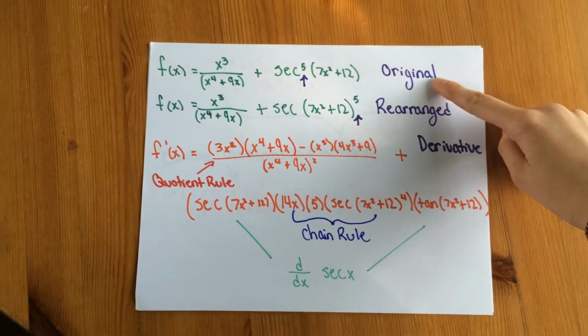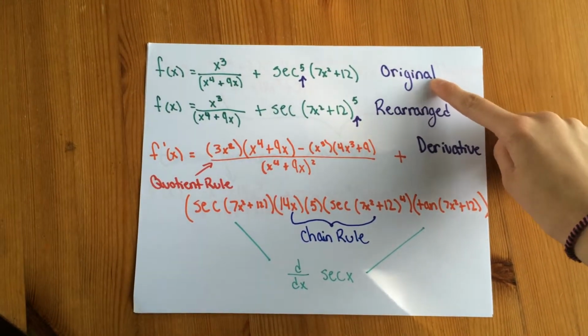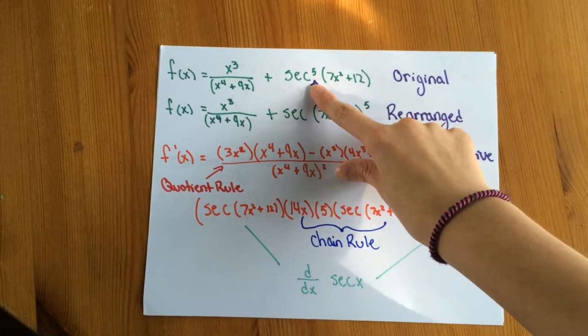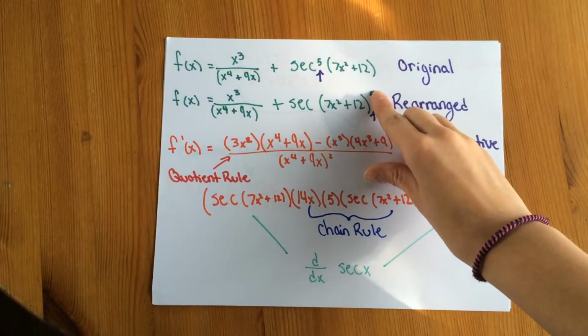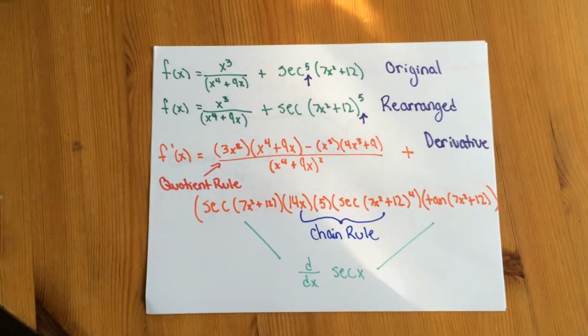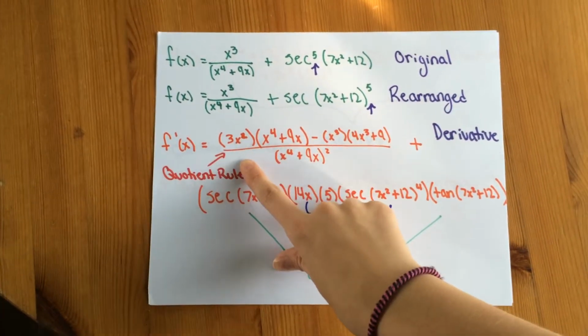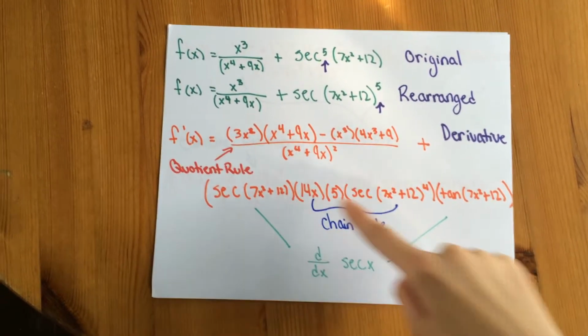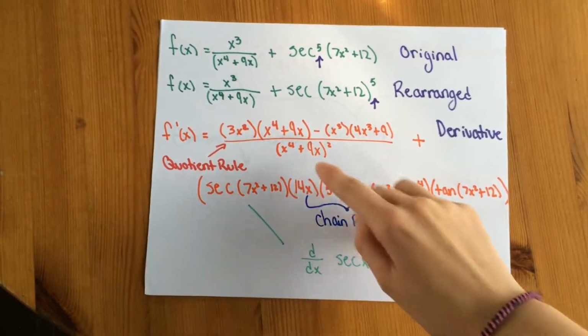Here is the original equation that I already said, and here it's just slightly rearranged. We just took the 5 from after the secant and moved it to the outside here. Here is the derivative, and we ran out of space, so we had to split it over 2 lines, and we had to split the trigonometric function, which I'll show you later.